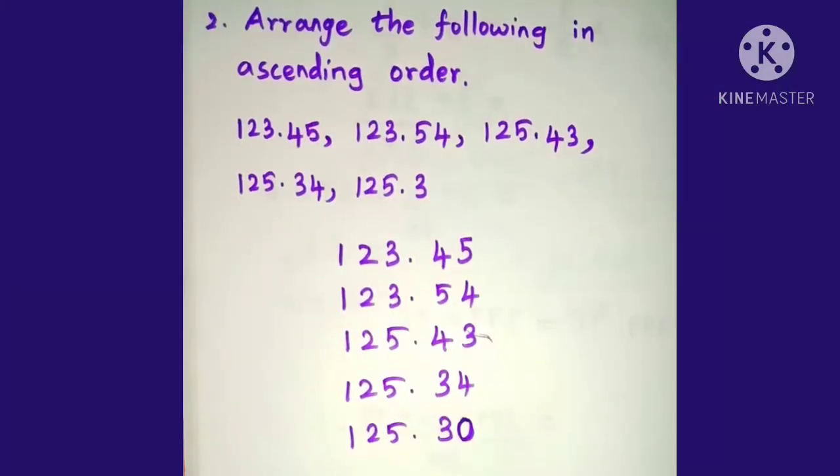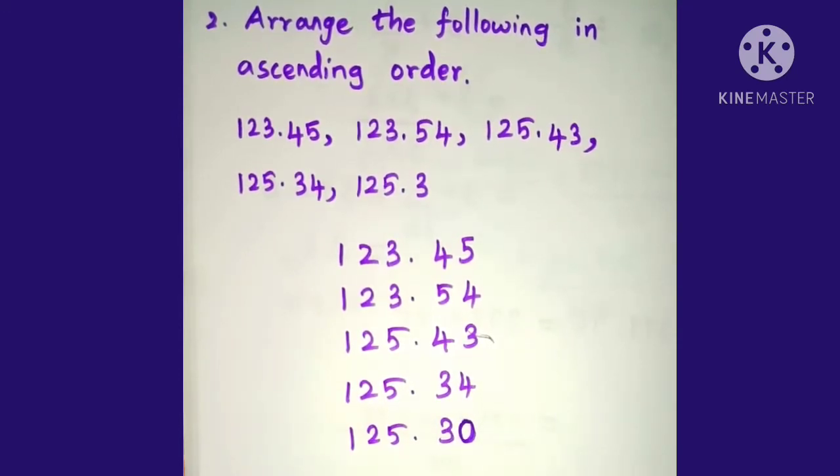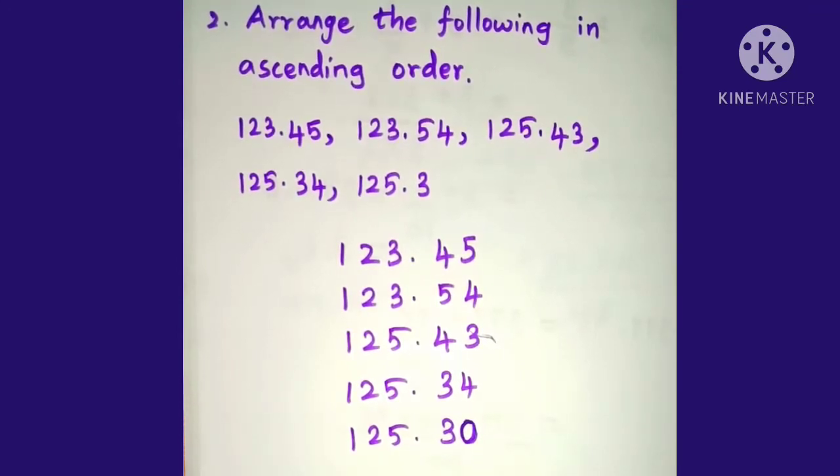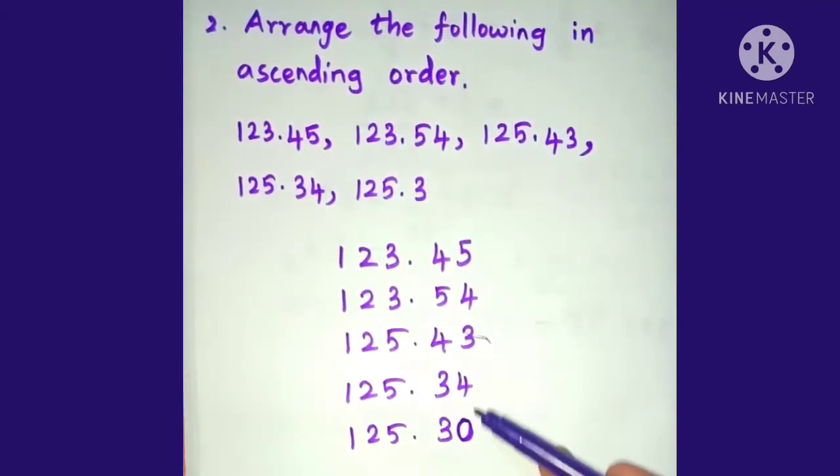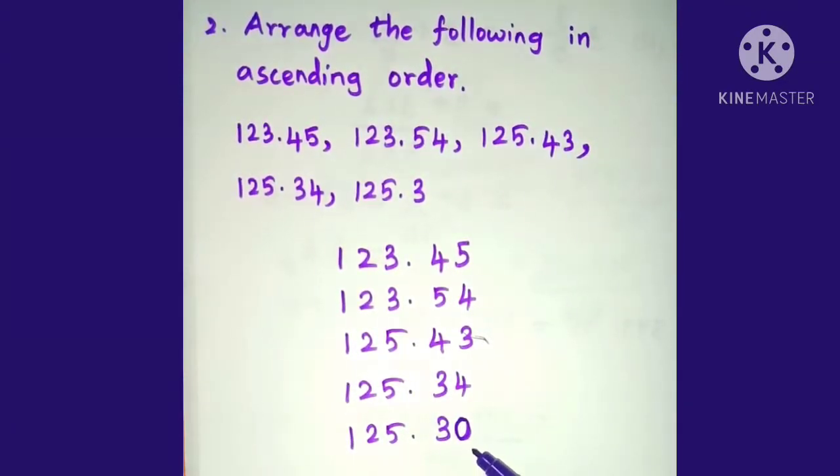Students, arrange the following in ascending order. So here 5 decimal numbers are given. So here we are going to arrange the decimal numbers in ascending order, which means arrangement of numbers from smallest to biggest. So here we have to follow some steps. The first step is line up decimals. So one by one we have to write all the decimal numbers like this.